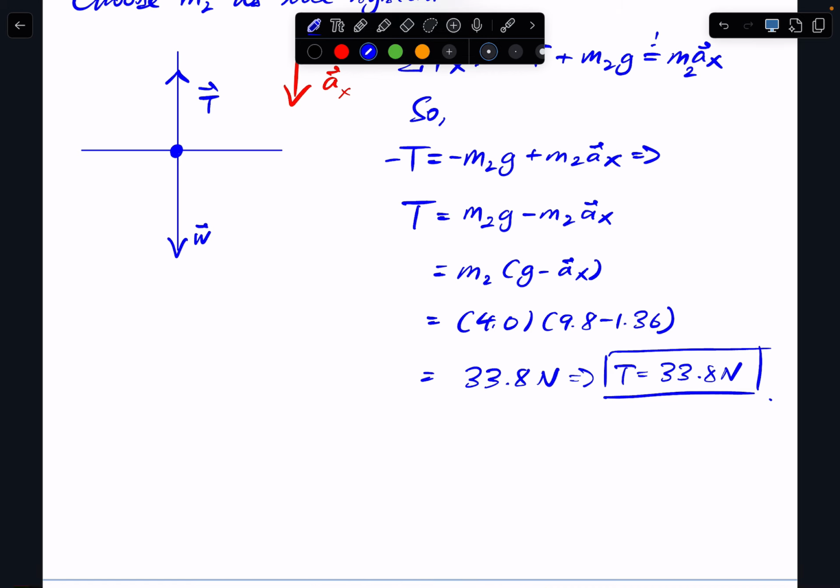If you choose M1, you can still get the same answer. It's just friction tends to be a little harder to work with than the weight. Either one is fine, because the tension in the rope is constant.